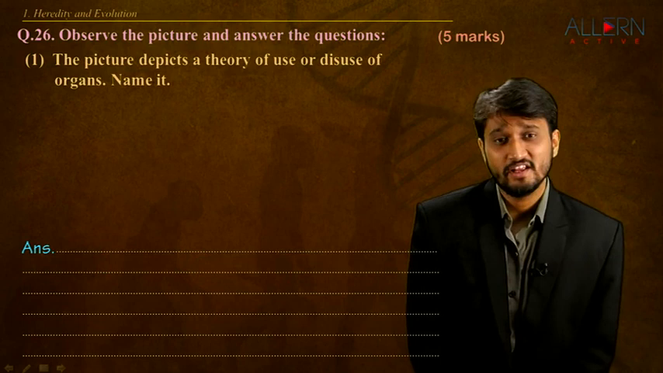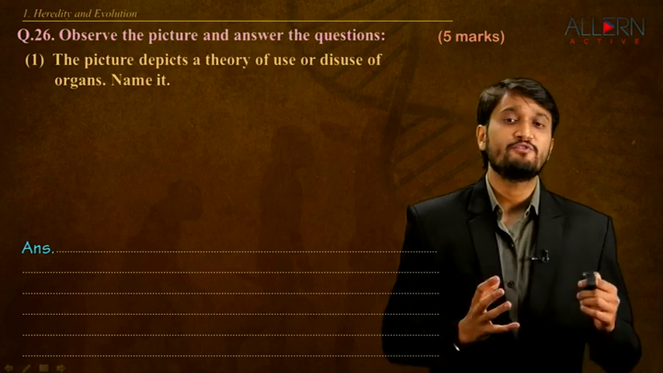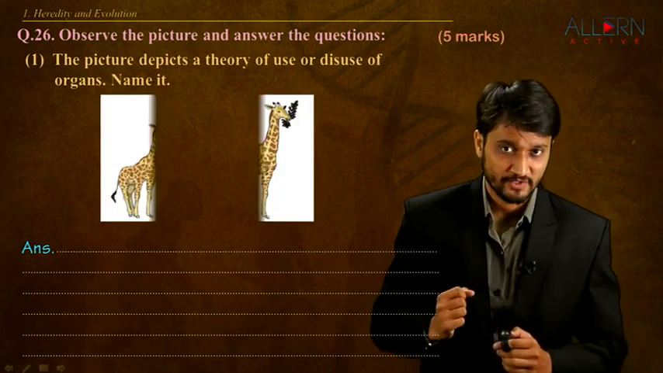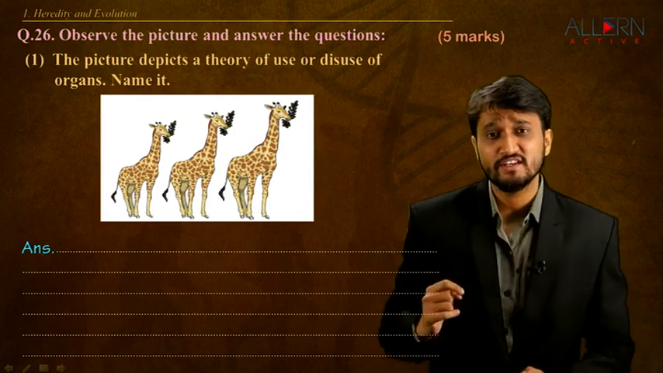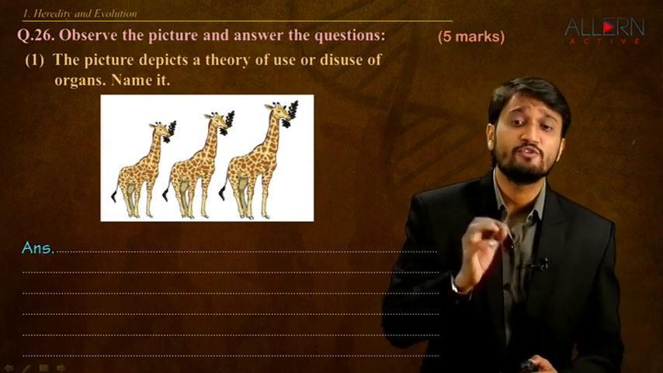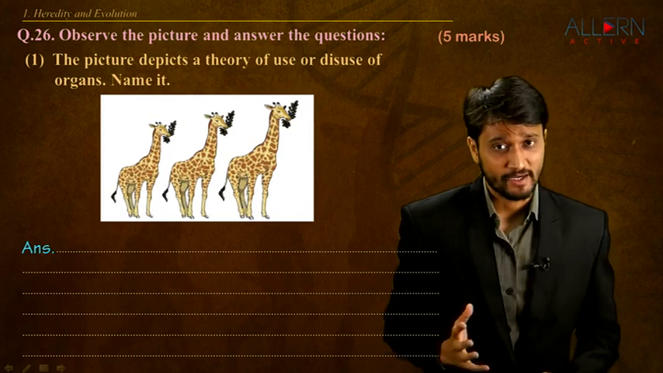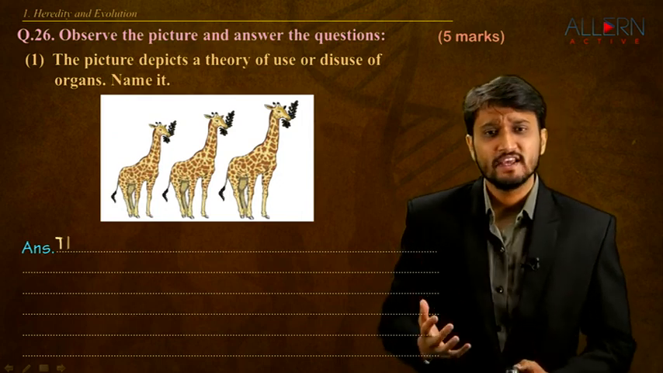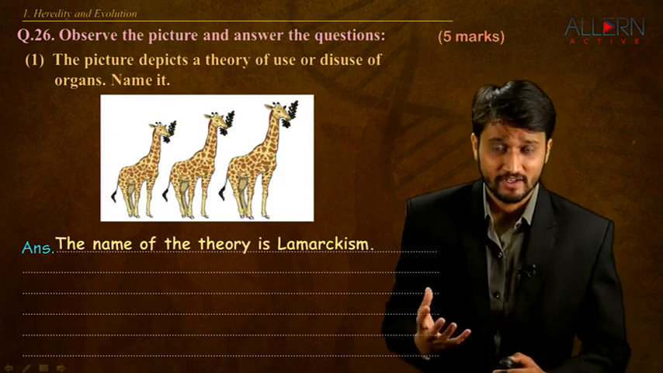For our next question, they'll give us an image and they'll ask us a few questions related to that image. So this is the image and the first question is, the picture depicts a theory of use or disuse of organs. Name it. We already know that this is the theory of Lamarckism, right?